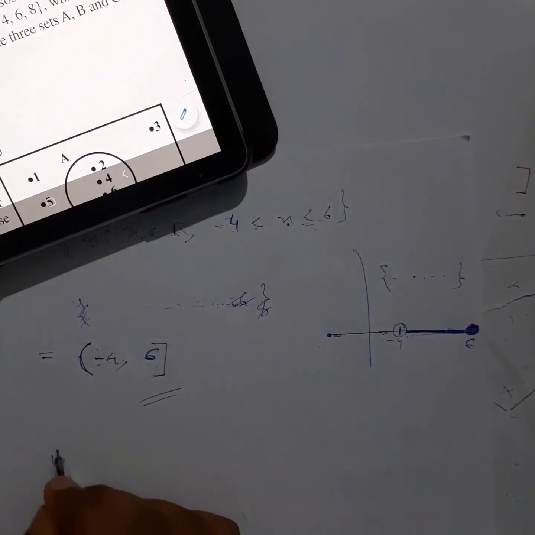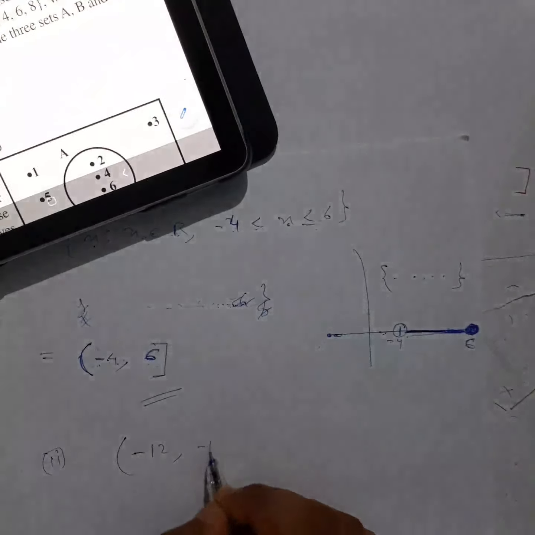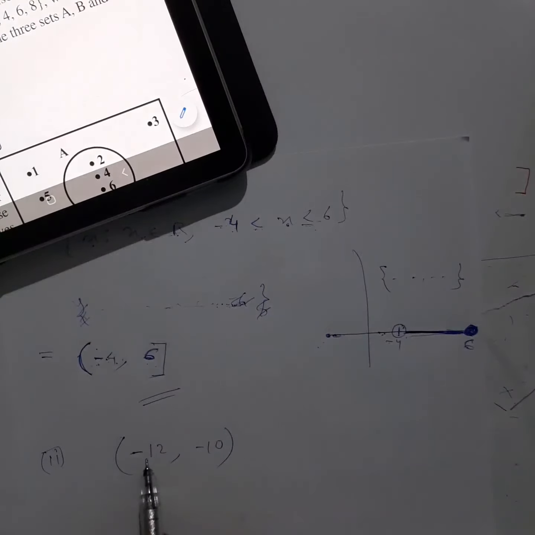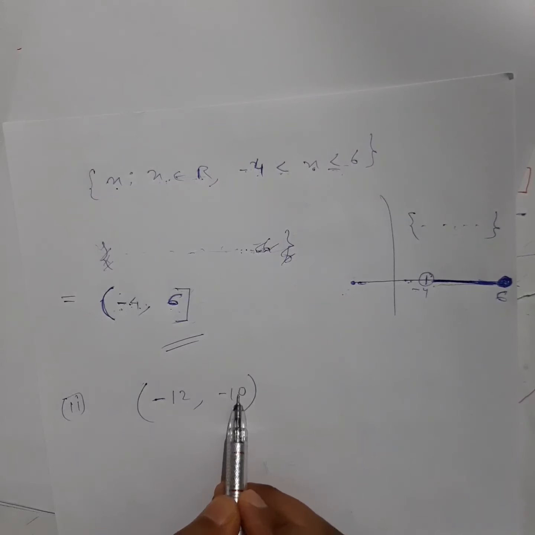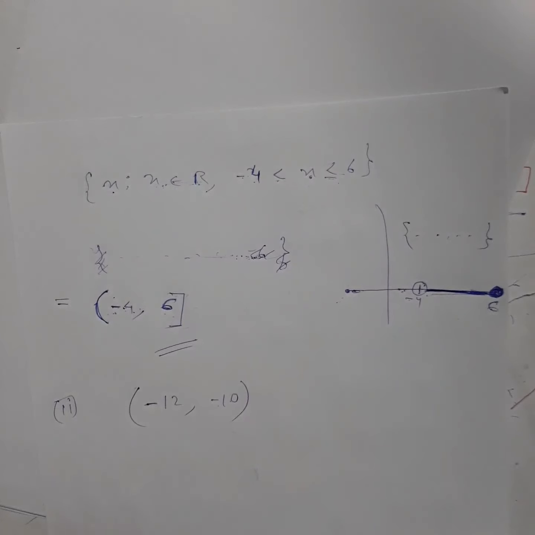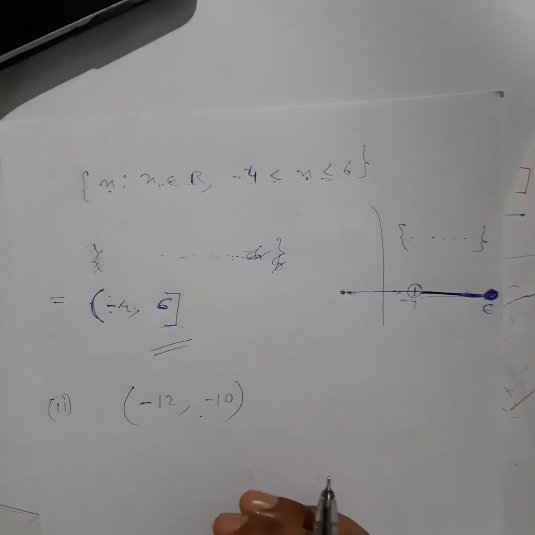So what will be the interval here? Open parenthesis, minus 12, comma, minus 10, close parenthesis. So this is a set in which the elements are just after minus 12 whatever is there till minus 10, but minus 10 is also not an element. Okay, just before minus 10 whatever is there will be in the set. Okay, if you are not understanding this, go and watch the interval video.